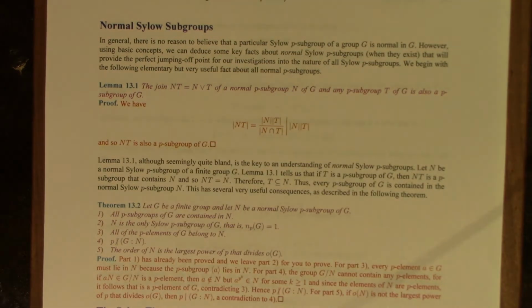But make no mistake, in general, there's no reason to believe that any particular Sylow p-subgroup of a group is normal. But we're going to assume there is a normal one. And then we can use some very basic concepts to deduce facts about normal Sylow p-subgroups that will provide us a jumping off point for our investigation into the nature of all Sylow p-subgroups.